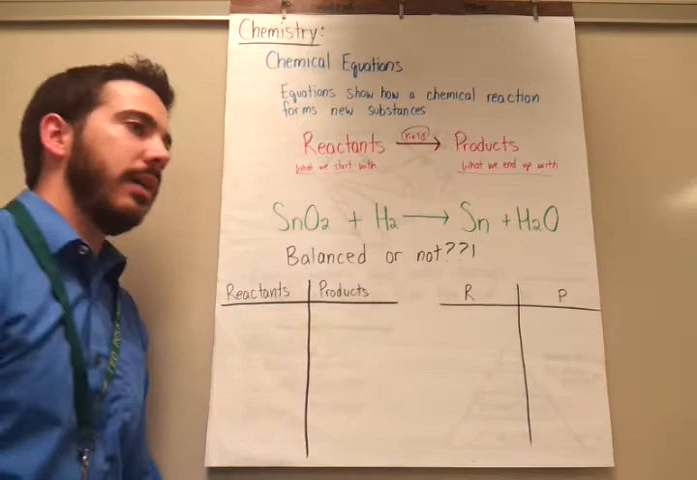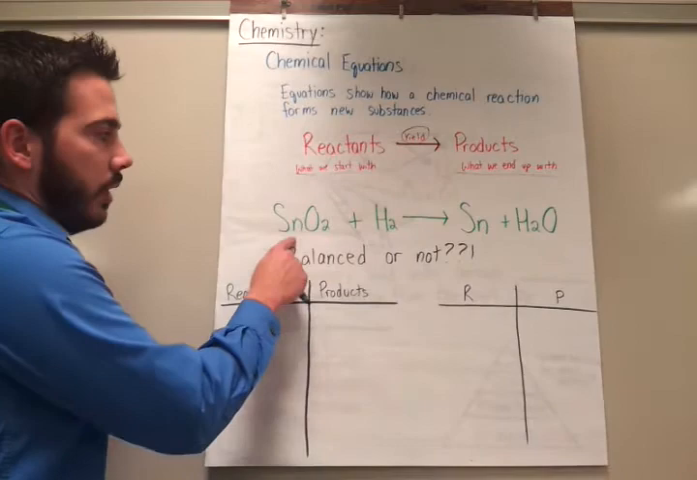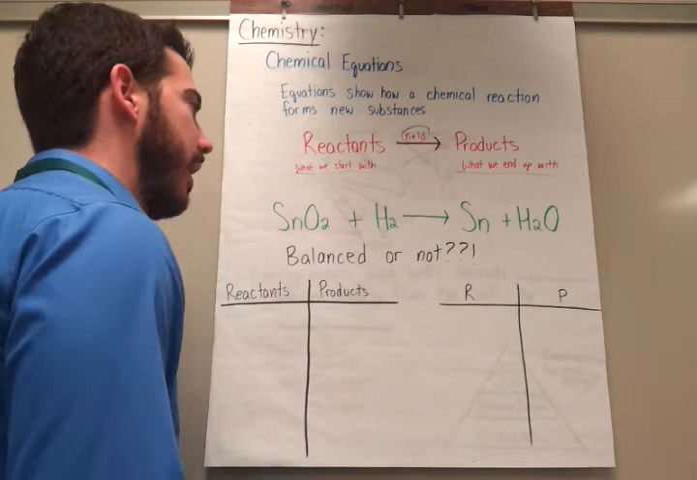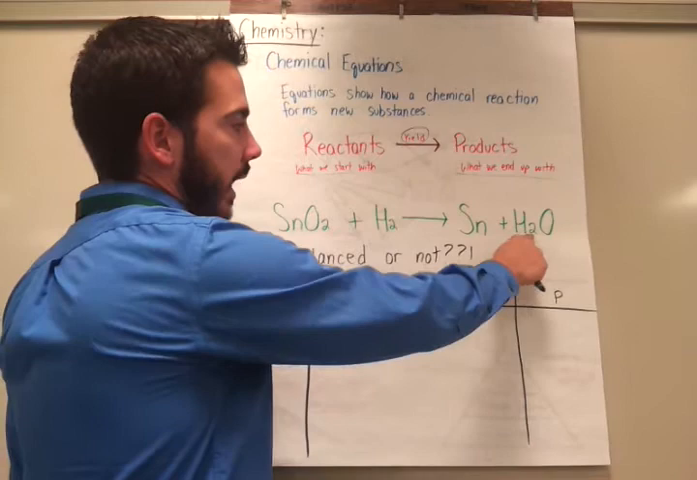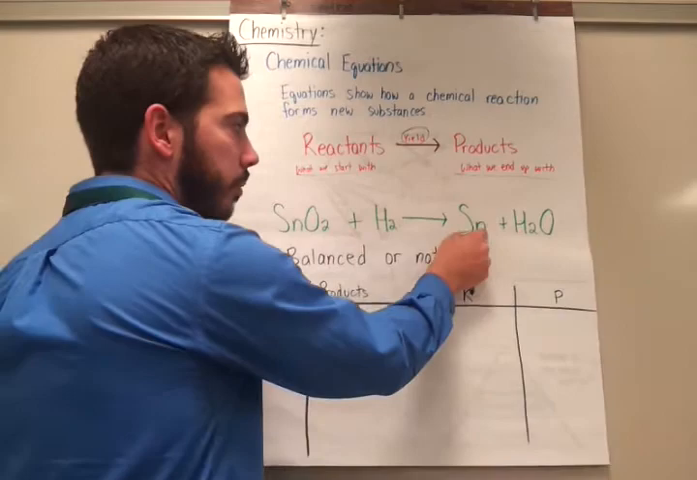So here's an example of a chemical equation: SnO2, Sn is tin, O is oxygen, plus H2, H is, of course, hydrogen. That yields Sn plus H2O. So we've got tin oxide and hydrogen, and that forms tin and water.